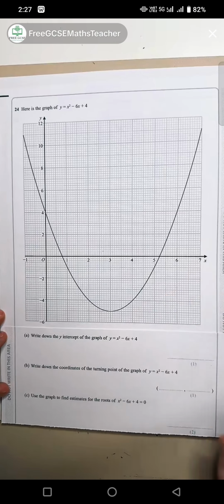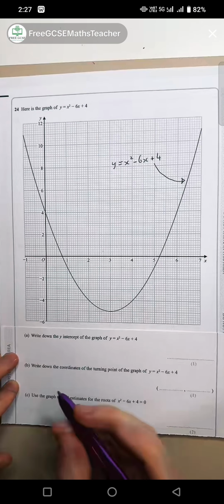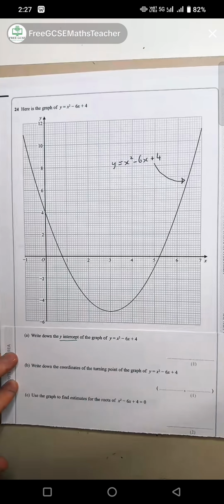So this one here, what we're given is the graph of y equals x squared minus 6x plus 4. So this is the graph here. It's drawn. This is the graph of y is equal to x squared minus 6x plus 4. That's the graph given. Write down the y-intercept of the graph y equals x squared minus 6x plus 4. So always check it's the same graph, which it is.